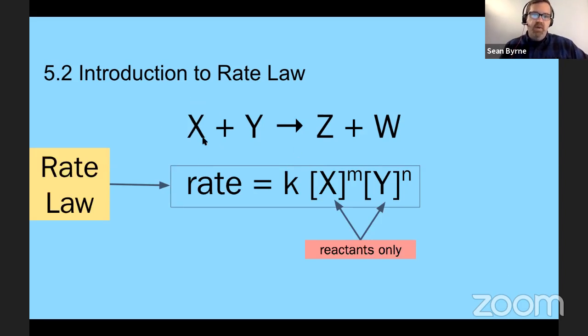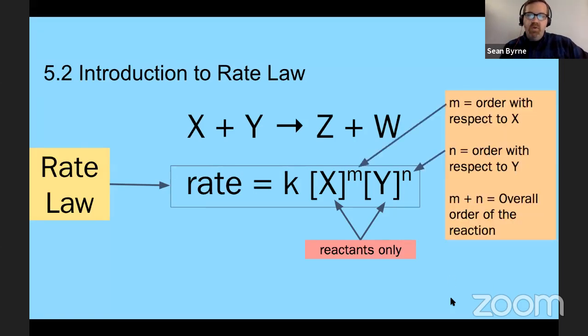We can talk about the disappearance of reactants or the appearance of products if we wanted to, but by definition, if we're going to look at a rate law, we're only going to look at the reactants. So we have the concentration of both of the reactants here. We're going to put exponents on those reactants, which we'll call the order. In this example, m is the order with respect to X, n is the order with respect to Y, and then we could add m plus n together to get the overall order of the reaction.